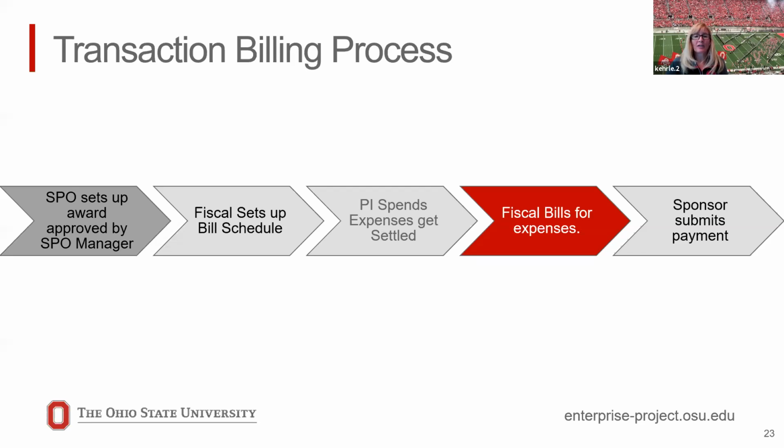The PI spends on the grant. Supplier vendors are paid for expenses. Payroll is paid on the grant and posted. And then fiscal services will process a bill for the expenses, and we submit the invoice to the sponsor. And then the sponsor submits payment to us, which is applied to their invoice. So therefore, it is very important to have accurate information when creating the bill schedule. If anything is incorrect in this process, it could impact our billing. It may delay the sponsor from sending payment and interrupting our cash flow. So it's very important to have that accurate information.